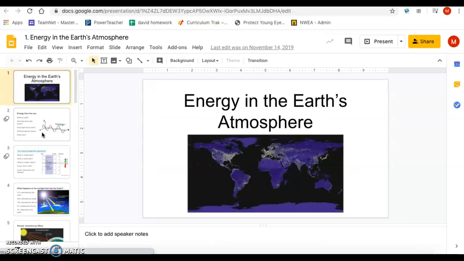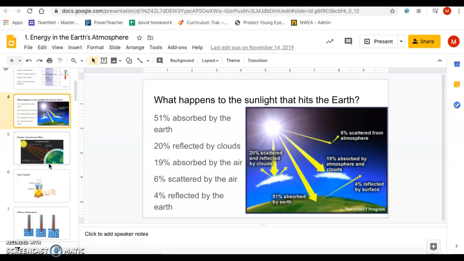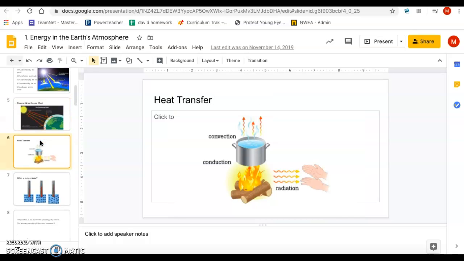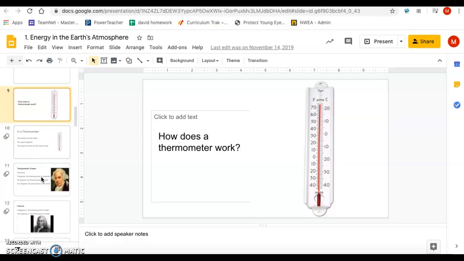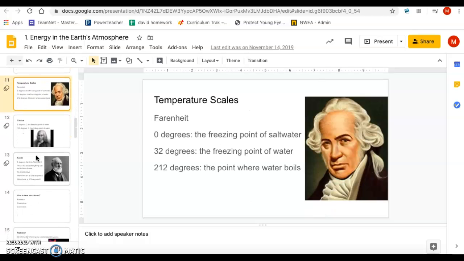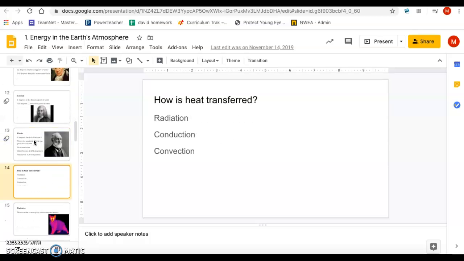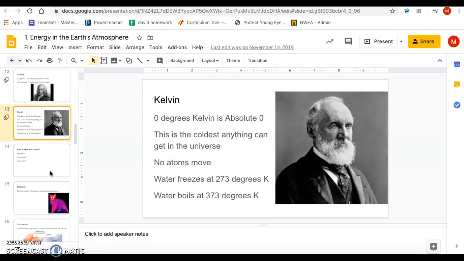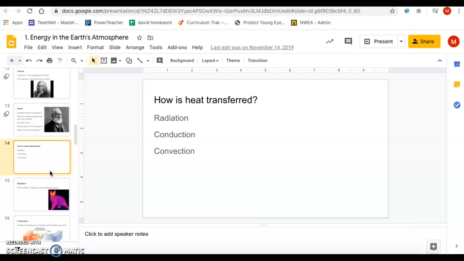We start out with energy, basically what is light. We get into what happens to light. We get into the greenhouse effect. We get into heat transfer, conduction, convection, all that kind of stuff. We get into the different ways of measuring temperature. We do get into Kelvin, which is really cool. We did watch some clips from a NOVA Absolute Zero, which was a really good video, and the kids are really interested in it actually. What happens when things approach 0 degrees Kelvin.